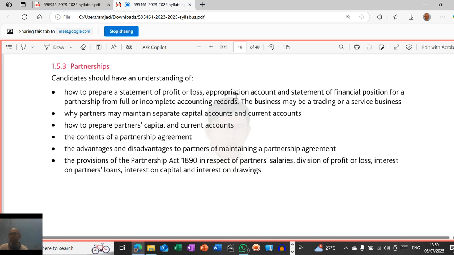Next important topic is partnerships. Candidates should have an understanding of how to prepare a statement of profit or loss, an appropriation account and a statement of financial position for a partnership firm, from full or incomplete accounting records. The business may be a trading or service business, while partners may maintain separate capital accounts and current accounts. How to prepare partners' capital accounts and current accounts, the content of a partnership agreement, the advantages and disadvantages to the partners of maintaining a partnership agreement, and the provisions of the Partnership Act 1890 in respect of partner salaries, division of profit and loss, interest on partners' loans, interest on capital, and interest on drawings.